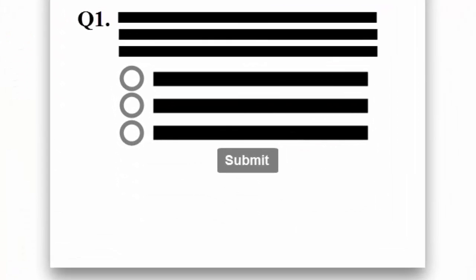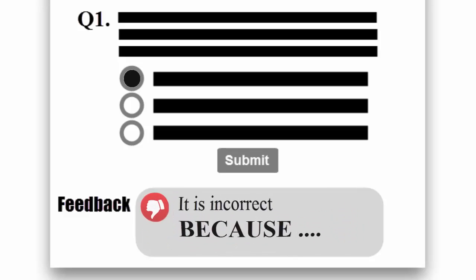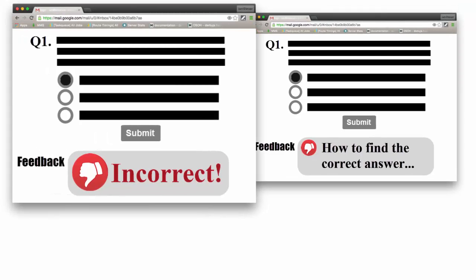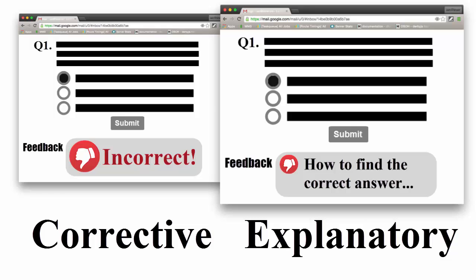Suppose you created an online test and are trying to add a feature to provide immediate feedback. Feedback can be as simple as indicating whether the submitted answer is correct or not, or feedback can be more thorough, such as explaining why the submitted answer is wrong or explaining how to find the correct answer. We call this corrective feedback, and this explanatory feedback.